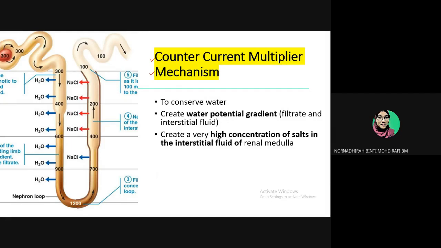So hari ni kita akan tengok about sebenarnya aim kita adalah osmoregulation. Osmoregulation is the regulation of water dalam badan kita ni. Okay, so sebelum saya proceed, kita tengok next slide ni.